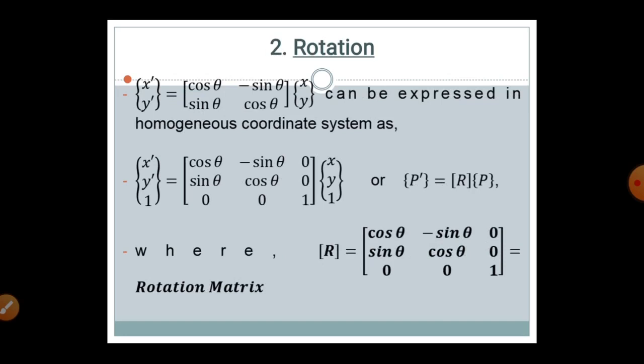Now come to the rotation. Similarly, for rotation, the modified function x dash, y dash equals cos theta, minus sin theta, sin theta, cos theta, in matrix formation, multiplied by the initial x and y. It can be expressed in the homogeneous coordinate system as x dash, y dash, 1 equals the matrix cos theta, minus sin theta, 0, sin theta, cos theta, 0, 0, 0, 1, multiplied by the initial homogeneous coordinates x, y, 1. That can be written as P dash equals R of P, where the rotation matrix is cos theta, minus sin theta, 0, sin theta, cos theta, 0, 0, 0, 1. That is the rotation matrix.